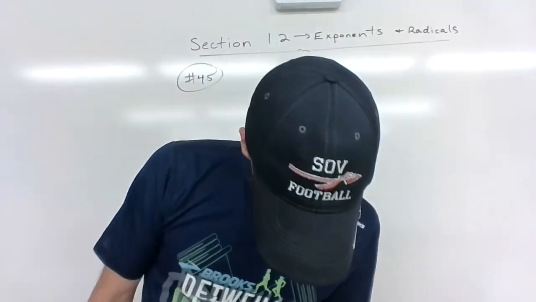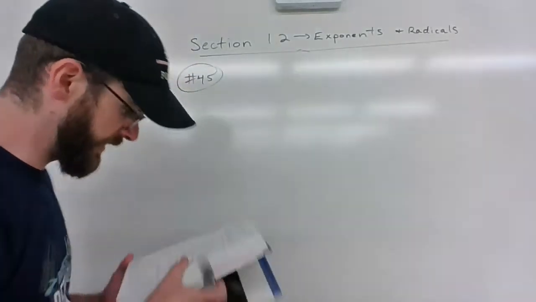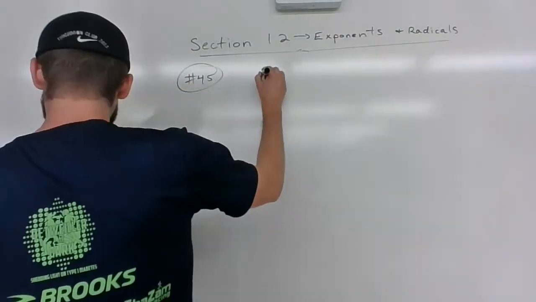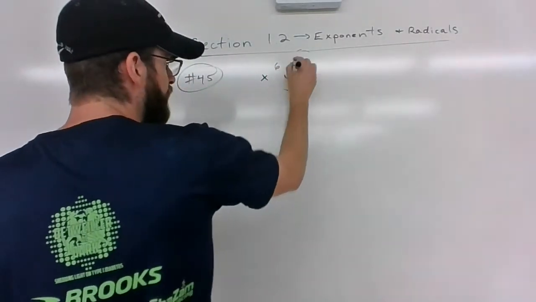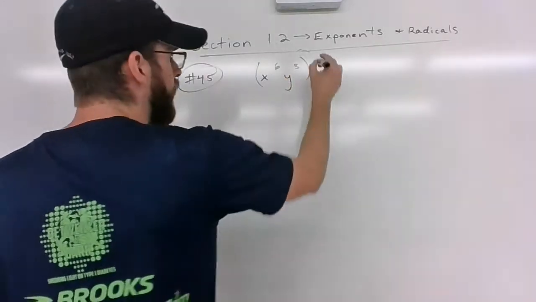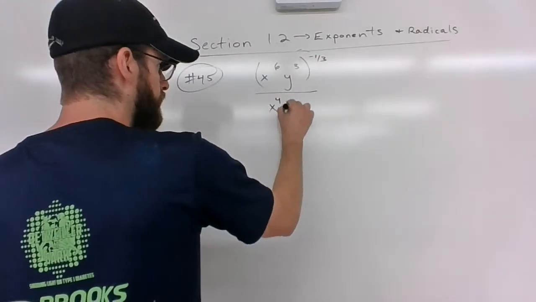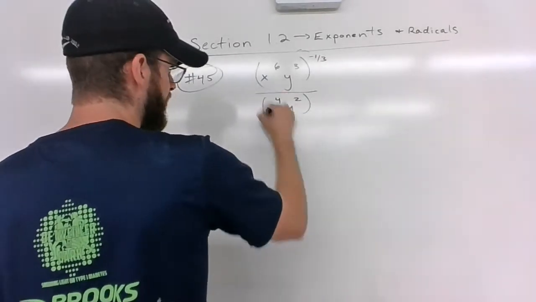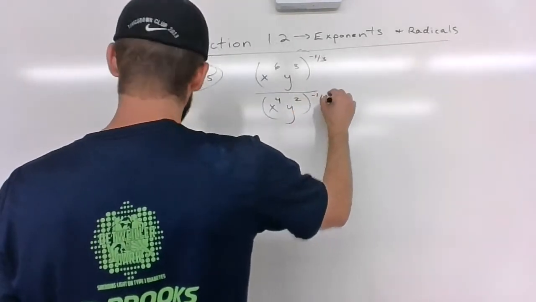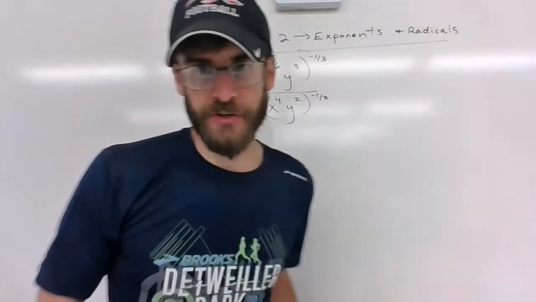Let's get a closer look here. We got some little numbers. You've got x to the 6th power, y to the 3rd, taken to the negative 1/3 power, over x to the 4, y squared to the negative half. You should pause the video and see if you can do this on your own.